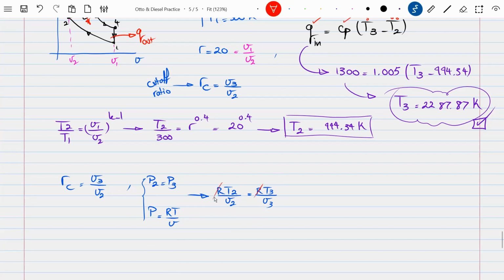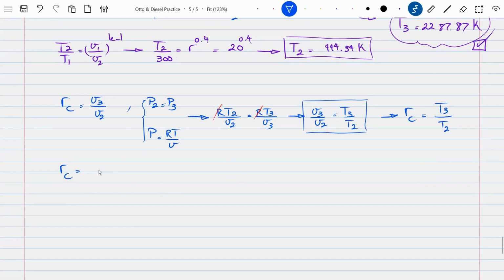Obviously, I can cross out the R's and play with this equation a little bit. See, I'm looking for V3 over V2. I can say V3 over V2 is T3 over T2. Look at that. So yes, cutoff ratio is defined as the ratio of two volumes, but because the ideal gas equation is true and because 2 to 3 is constant pressure, I can relate the cutoff ratio directly to temperatures. So cutoff ratio is exactly T3 over T2, both of which I know the numbers for.